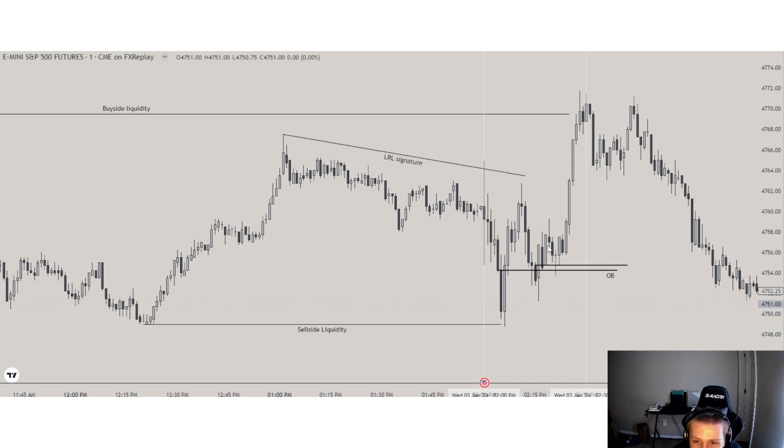Then we have another change in state of delivery here, and now this becomes a propulsion block. So this will be very sensitive, as it was here. We don't want to see the mean threshold of this candle get traded or closed below. Notice how the wick is okay; it's okay to have a wick like that. Notice how this candle's opening price is very sensitive, and where do we skyrocket from? As soon as the propulsion candle is confirmed, that's when you're going to have your explosive moves.